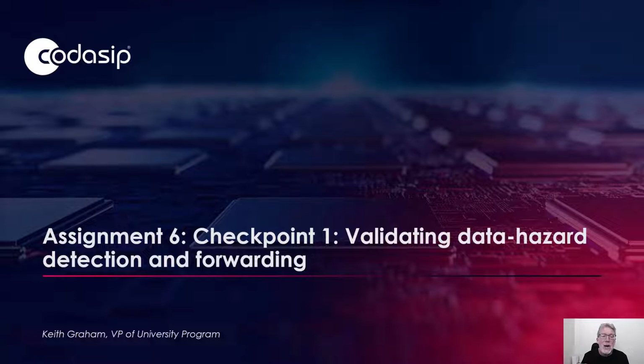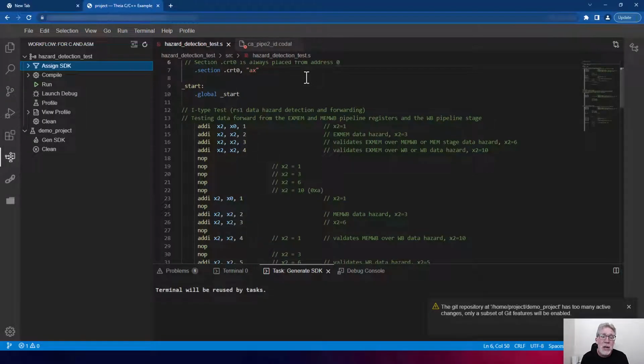I'd like to talk to you about Assignment 6, Checkpoint 1, Data Hazard Detection and Forwarding. In this checkpoint, you will be importing a file called Hazard Detection Test. It's a specific regression test that you will use to evaluate whether you've properly detected all the data hazards for the EX, the memory, and the write-back stage.